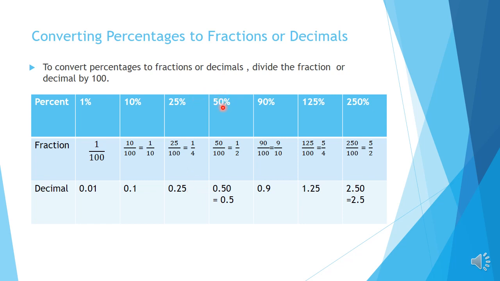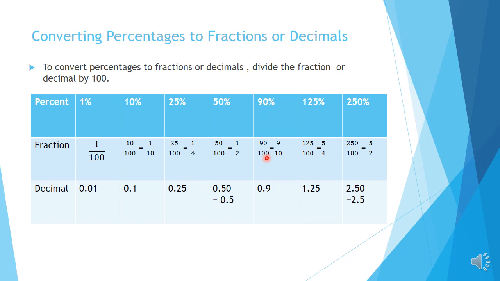Now next question, 50%. 50 by 100. 0 gets cut, and 5 in 10 goes 2 times. So upside is 1 only. So 1 by 2 is the fractional form, and its decimal form is 50 by 100. We can write as 0.50. And this 0 after the point, if it comes in the last place, it has no value, so we can write as 0.5.